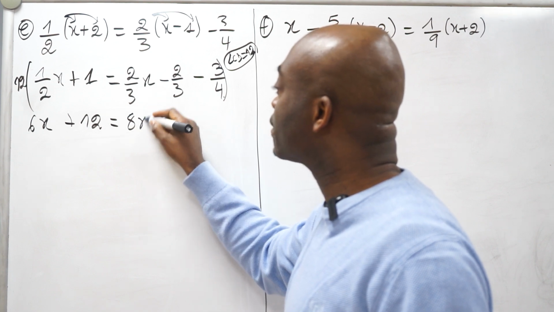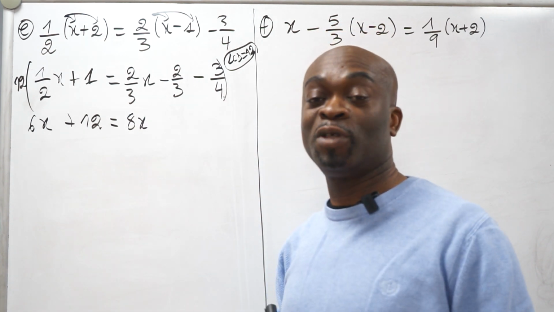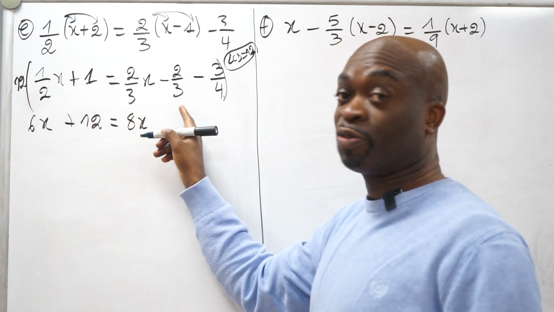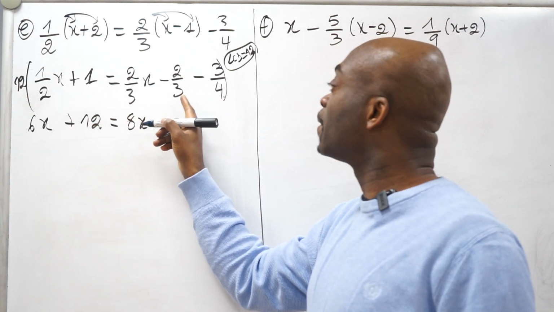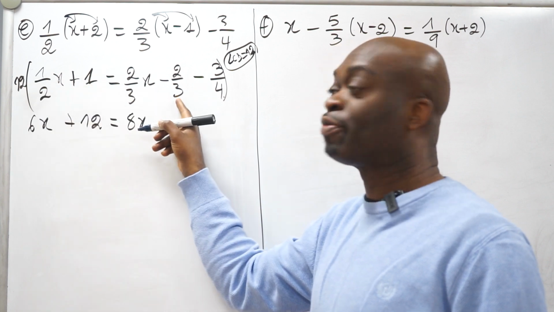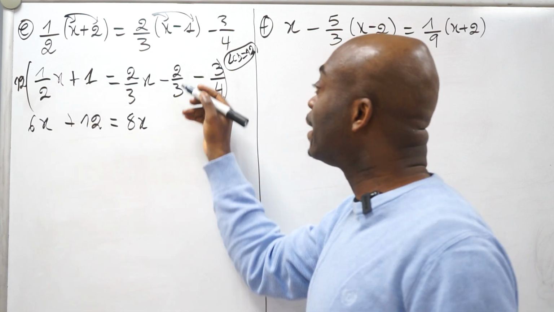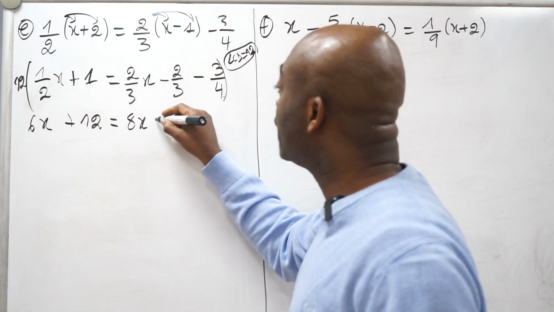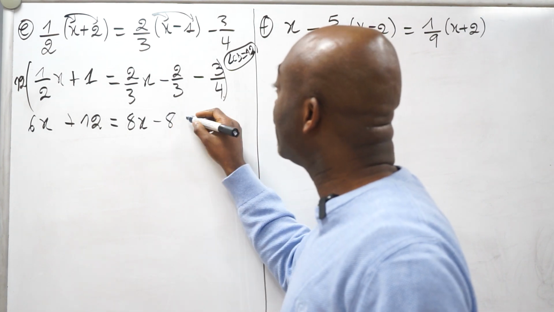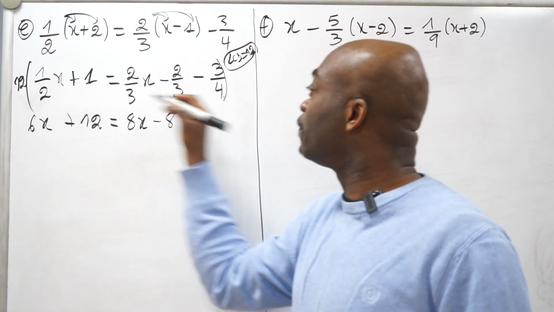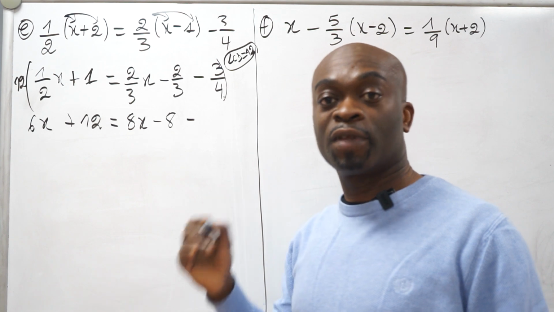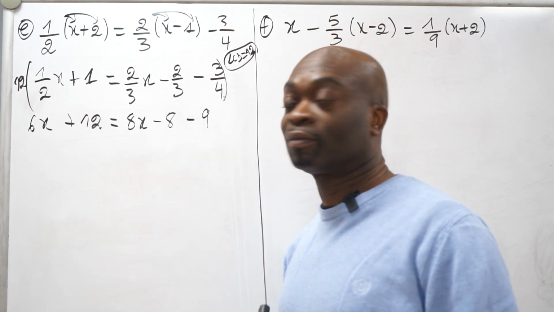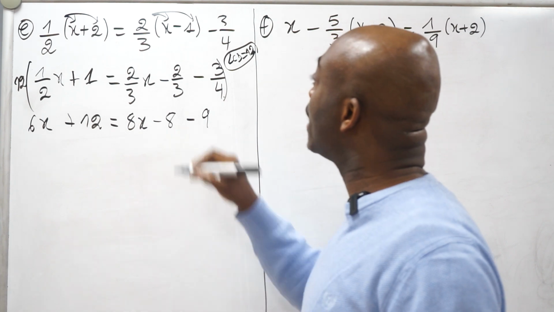So that is 8x. You see what just happened? Same thing here, 12 times 2/3. Please follow me. You take the 12 divided by 3, which is 4, and then whatever you have, you multiply by the top number. So 4 times 2 also is negative 8. And then minus 12 times 3/4: 12 divided by 4 is going to give us 3. So 3 times 3 is 9. Okay? So we have 9 in this case.